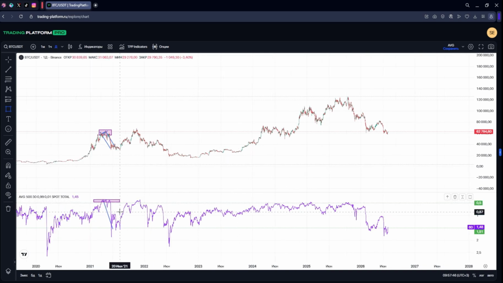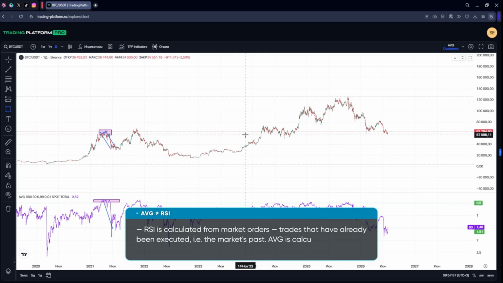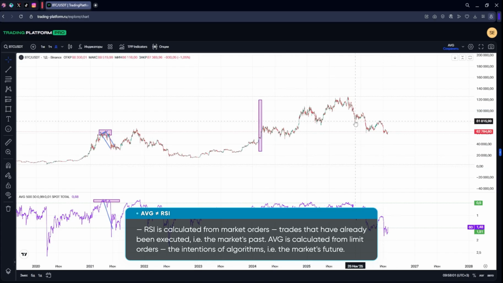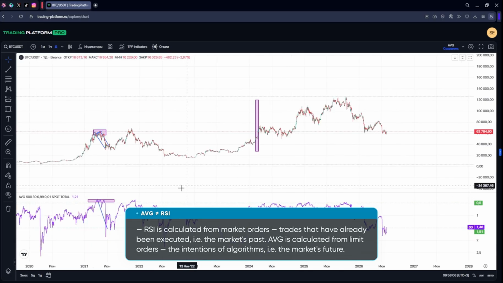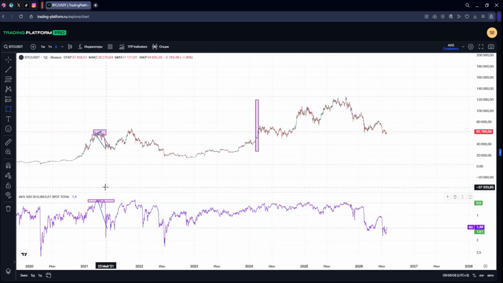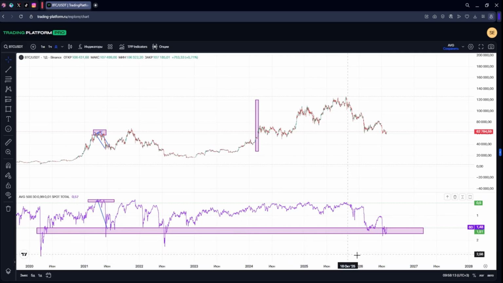Now, regarding the comment that this is supposedly RSI, no, RSI has a completely different formula. RSI is calculated exclusively from market trades, and market trades are those that have already been executed. In other words, what we see on the chart is the past, the past of trades that have already taken place. But limit order metrics show us the future, where algorithms place a large number of, and most importantly, synchronized limit buy orders across all coins. Not just for one coin, but synchronously for all of them.